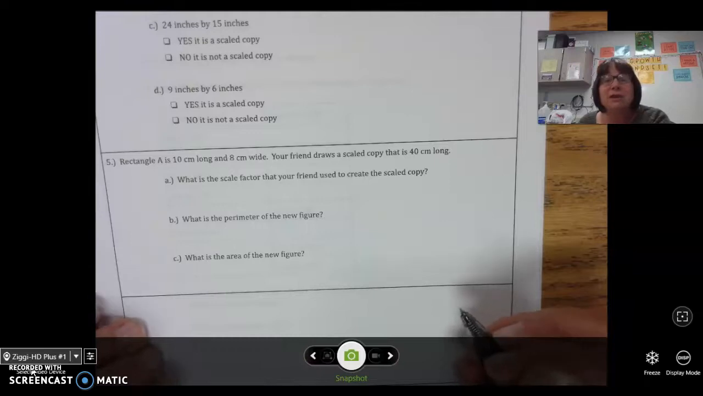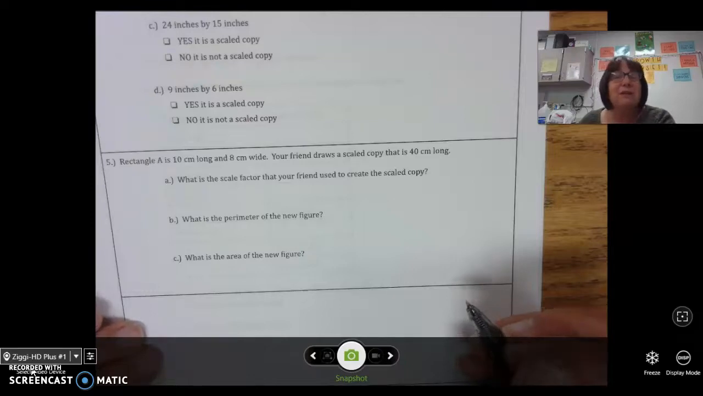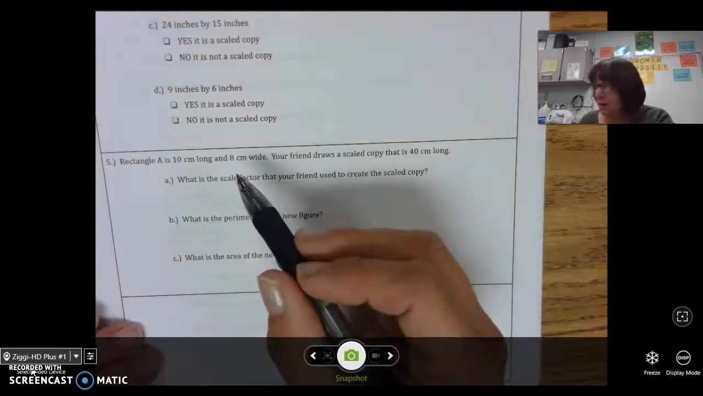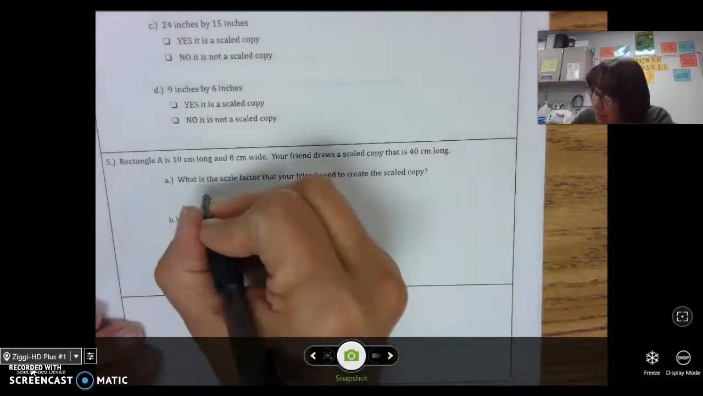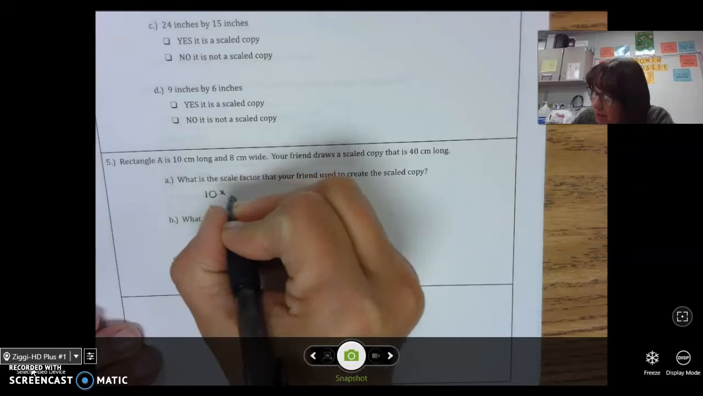Then number 5, rectangle A is 10 centimeters long and 8 centimeters wide. Your friend draws a scaled copy that is 40 centimeters long. So what is my scale factor? It went from 10 to 40. So we're multiplying by what? 10 times what is 40?